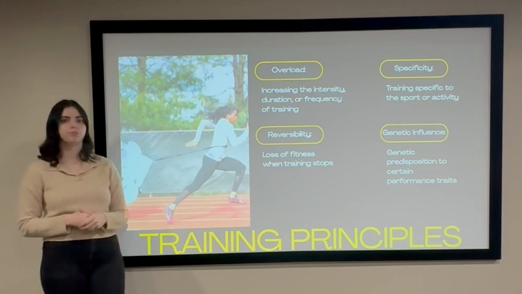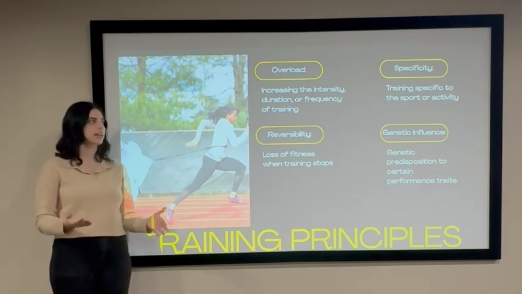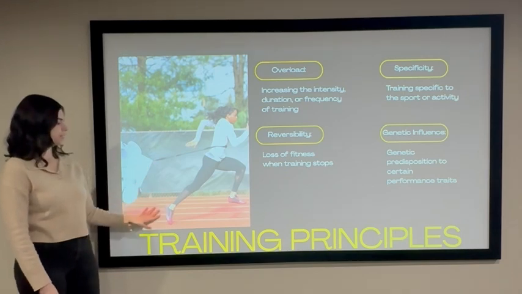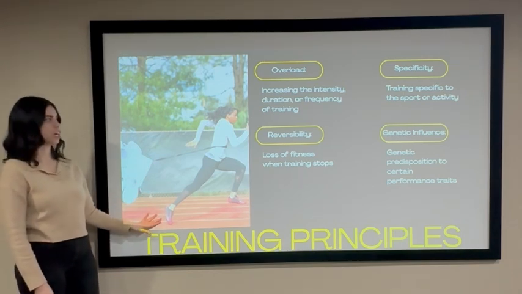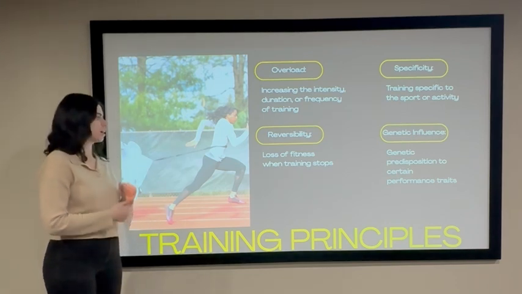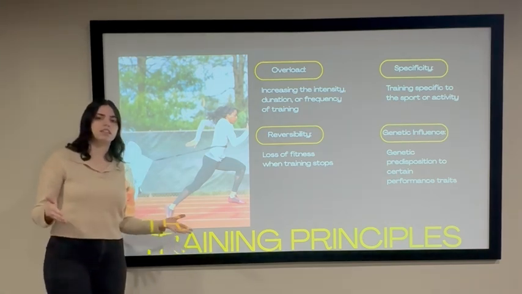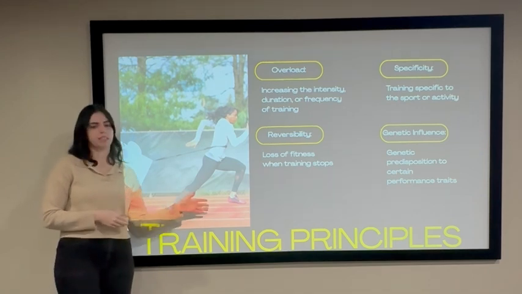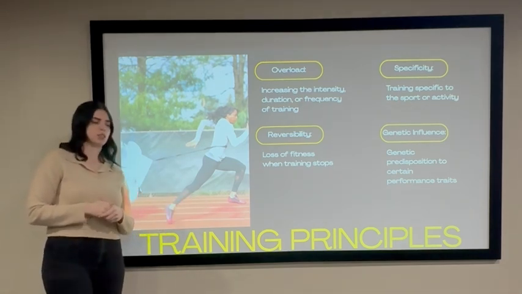Specificity. This refers to training specific to the sport or activity. And so we have an example of specificity in this picture. As you can see, this woman is running, and this attached to her is going to increase wind resistance. And so what that's going to do is improve sprinting times. It's more than likely she's training to sprint.